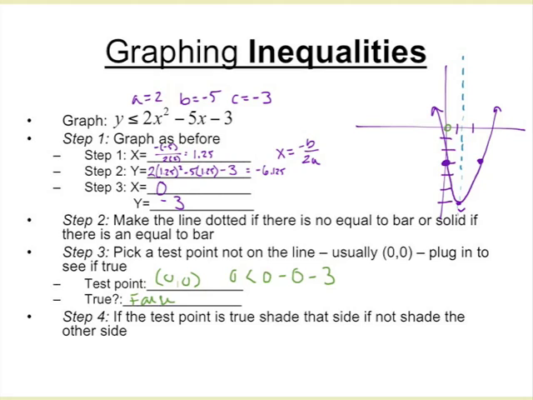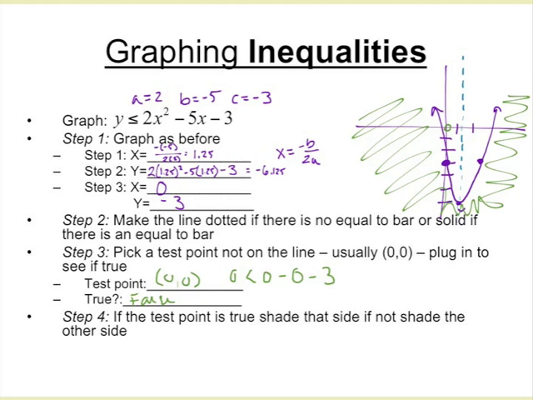Which means that I don't want to shade 0, 0, which means I'm going to shade outside of this whole thing, and it just kind of starts to look like a line then. Okay. If 0, 0 worked, then I would shade inside. So instead of shading left or right or above or below like we did when we had straight lines, we're going to be shading outside or inside.